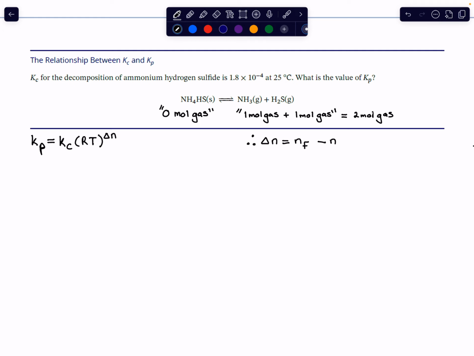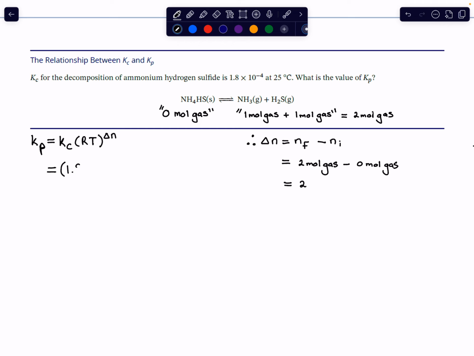So our delta n, which is equal to the number of mole of gas that we end up with minus the initial number of mole of gas, is equal to 2 mole gas minus 0 mole gas. That is equal to a value of 2. We ended up with 2 and we started with 0, so the change in mole of gas for the reaction is 2. Now we can plug it into the equation, so that we have all the values that we need.